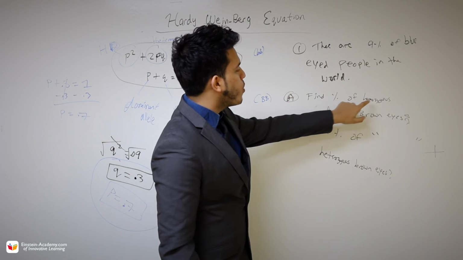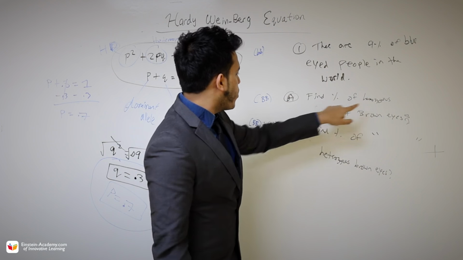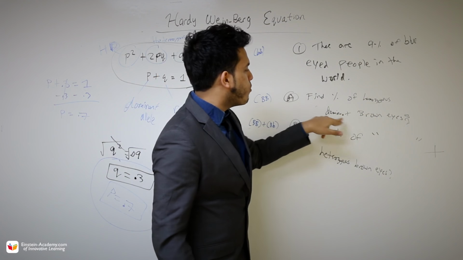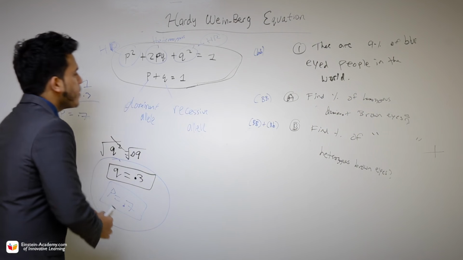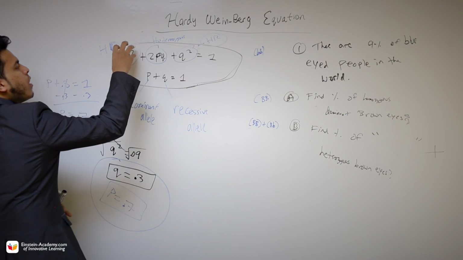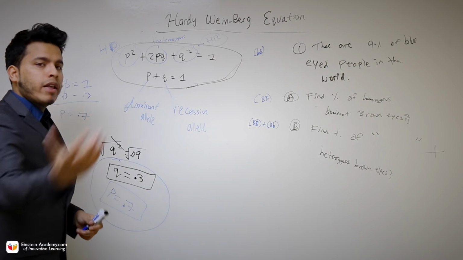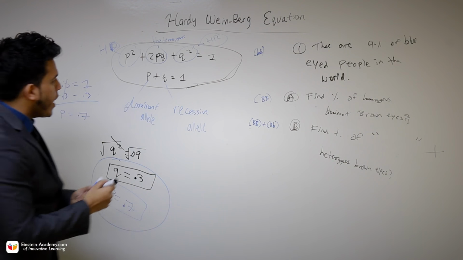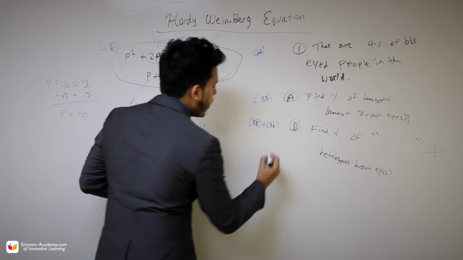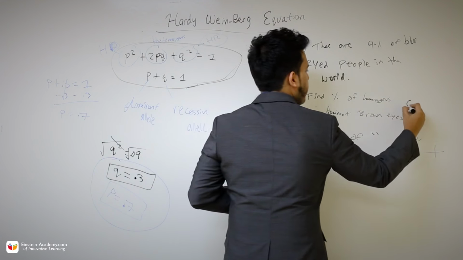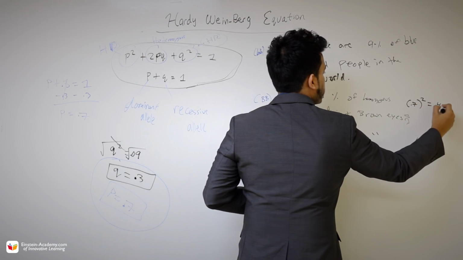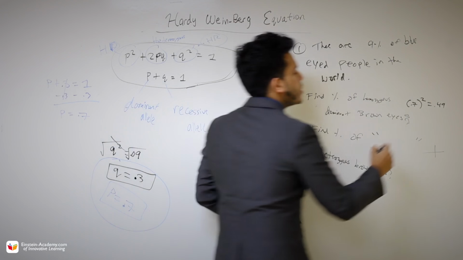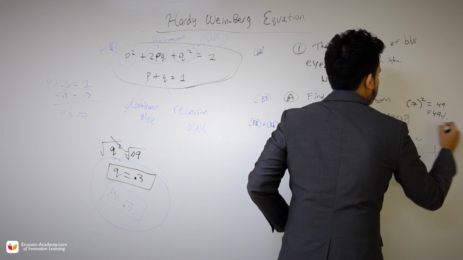Find the percent of homozygous dominant brown eyes. P squared is homozygous dominant. That means, forget about everything here. I just want to solve what is P squared. Do I know the value of P? Yes, I do. P is 0.7. So, for A, I have 0.7 squared. What's 0.7 squared? That's 0.49. Okay, convert it into percentage, that's 49%.